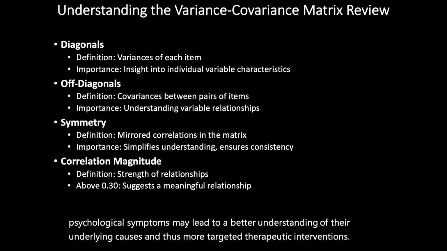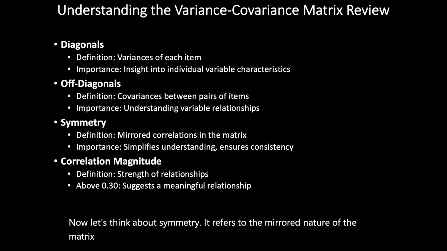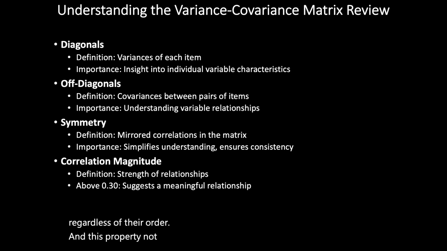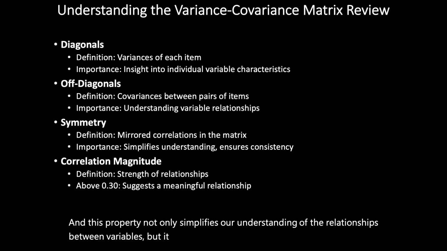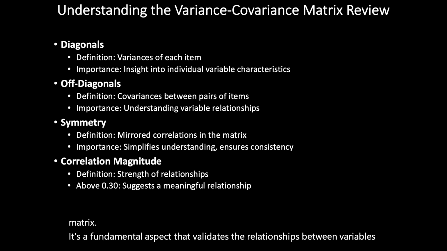Now let's think about symmetry. It refers to the mirrored nature of the matrix, meaning that the correlation between two items is consistent regardless of their order. This property not only simplifies our understanding of the relationships between variables, but it also ensures mathematical consistency within the matrix. It's a fundamental aspect that validates the relationships between variables and makes the interpretation more straightforward.